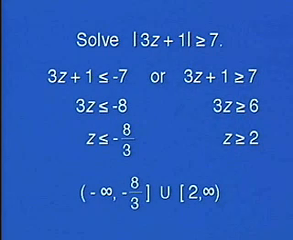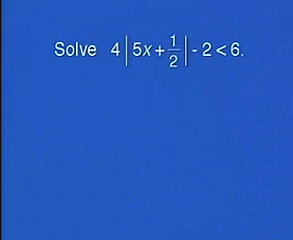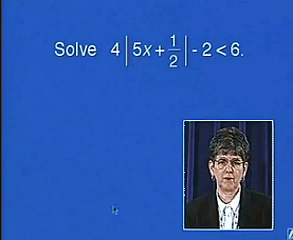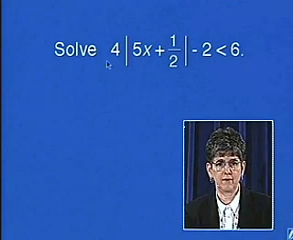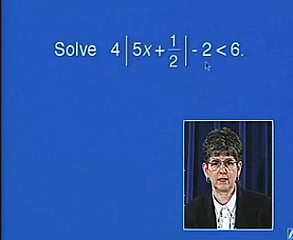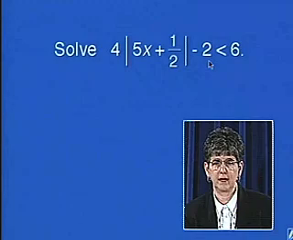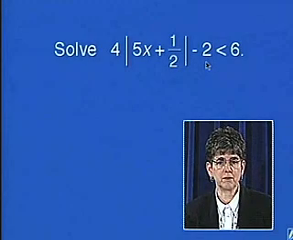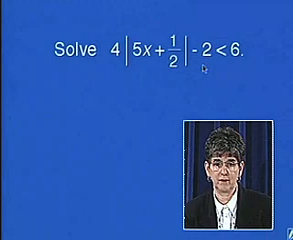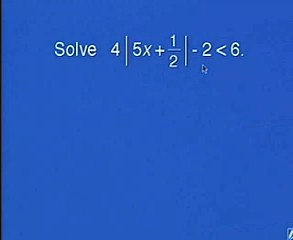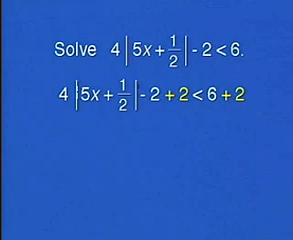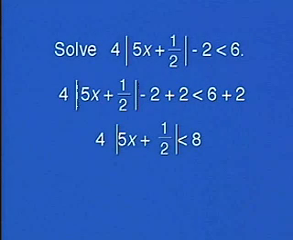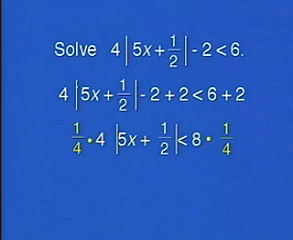Now notice that in both of these problems we had an absolute value isolated on one side of the inequality sign. Now here's a problem where the absolute value is not isolated. We have this 4, and we have this 2 over here, which we're subtracting. In order to use our properties, we first must isolate our absolute value. So the first thing we want to do is to add 2 to both sides of the inequality. And then we want to eliminate the 4, so we'll multiply both sides by 1/4.